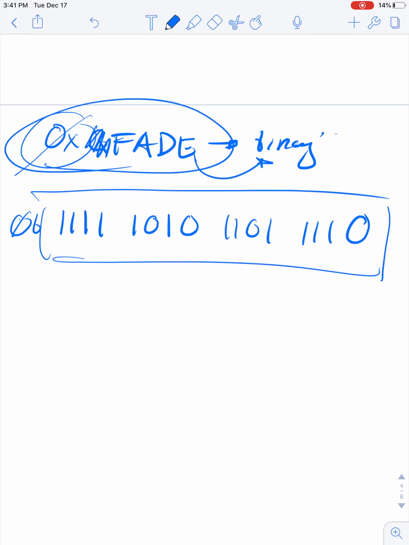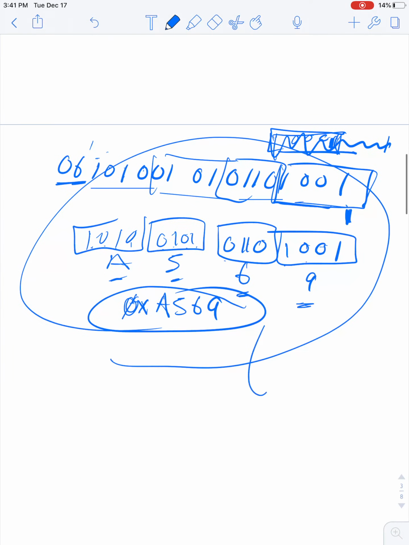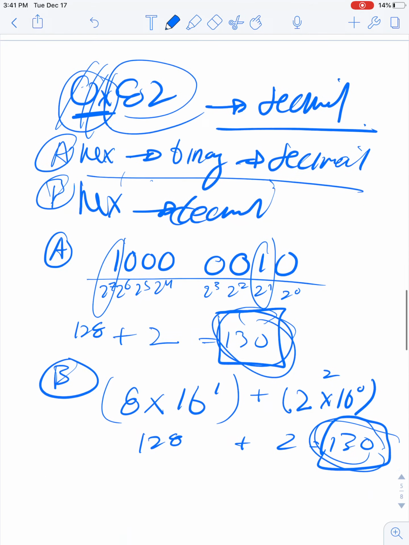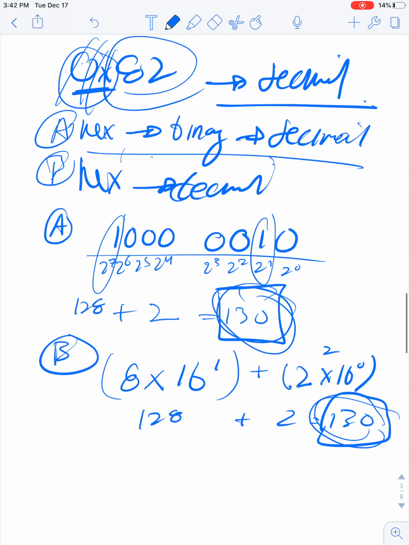Okay, now you're taking hexadecimal into binary, and you're just going to do the exact opposite of what you did for this question right here. For F, it's 1, 1, 1, 1. For A, looking at the chart, it's 1, 0, 1, 0. For D, it's 1, 1, 0, 1. And for E, it's 1, 1, 1, 0. So easy peasy. This next one is a little bit more challenging.